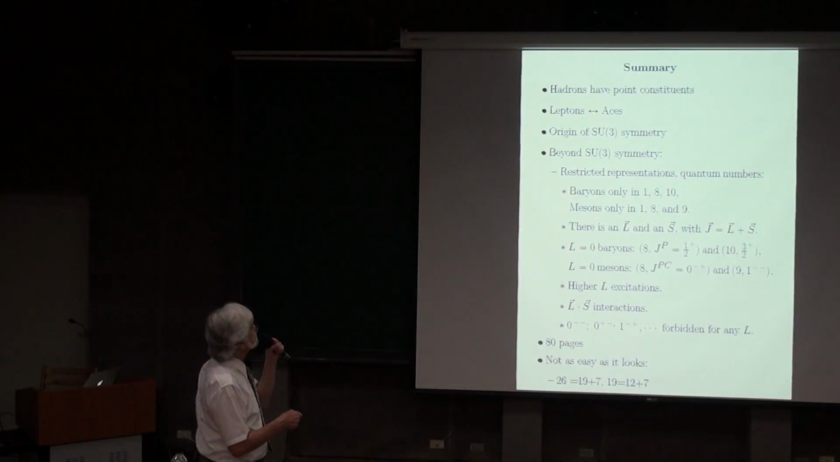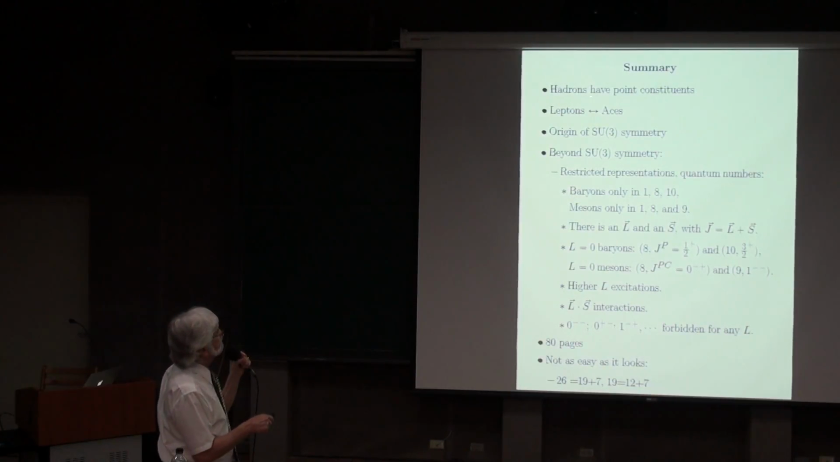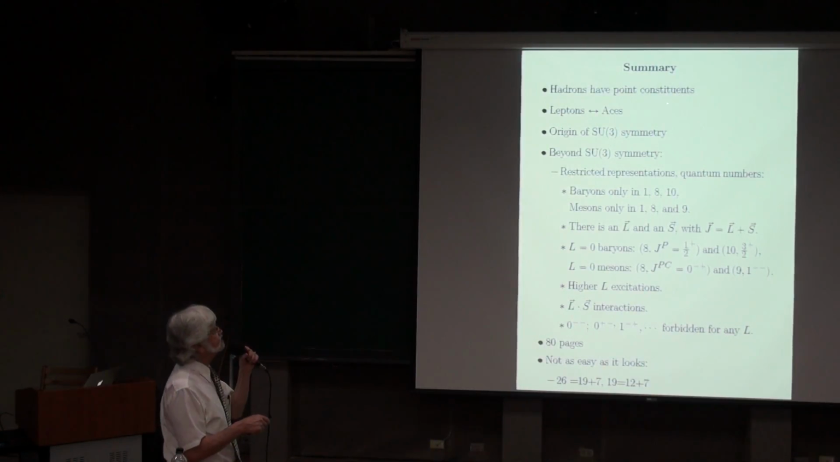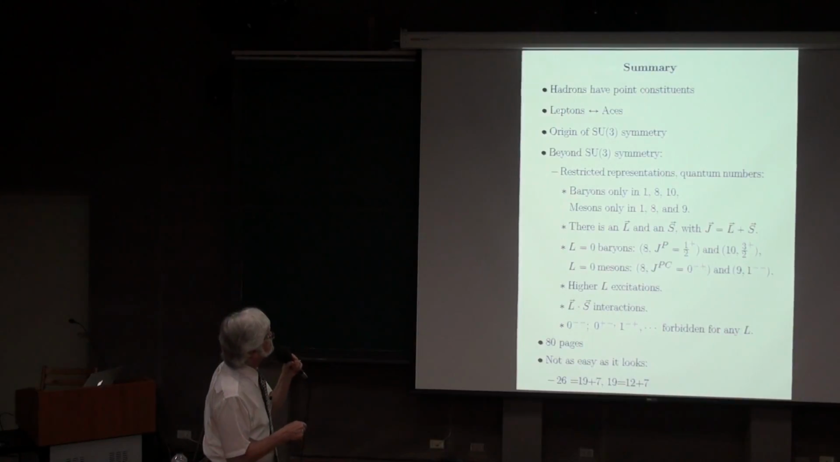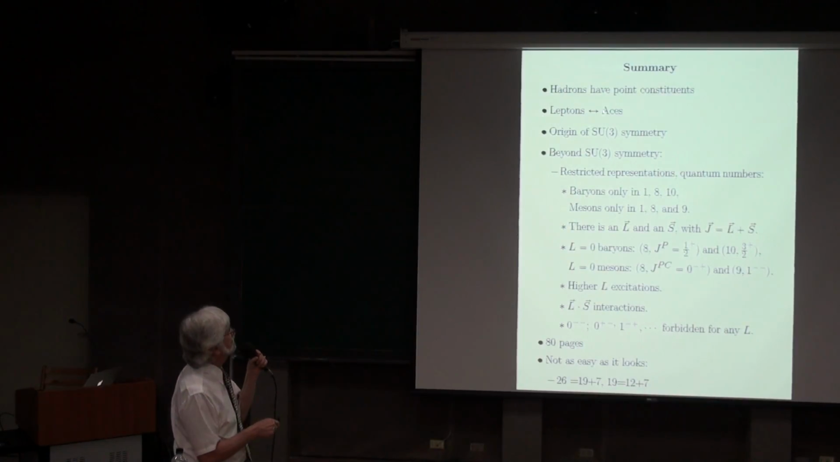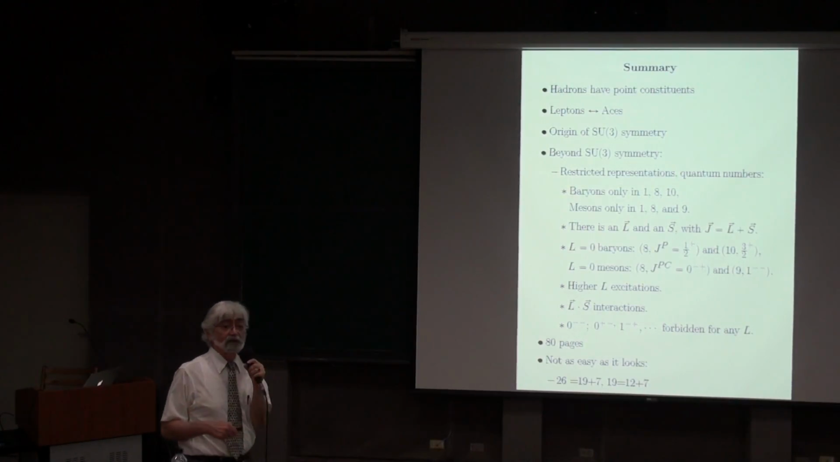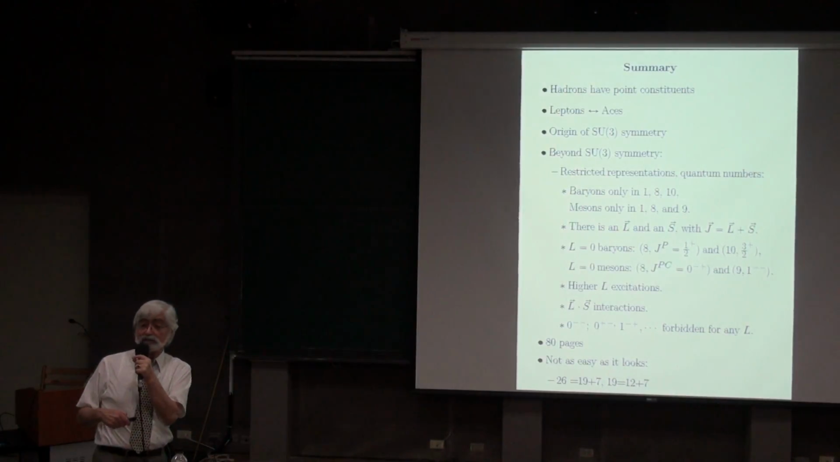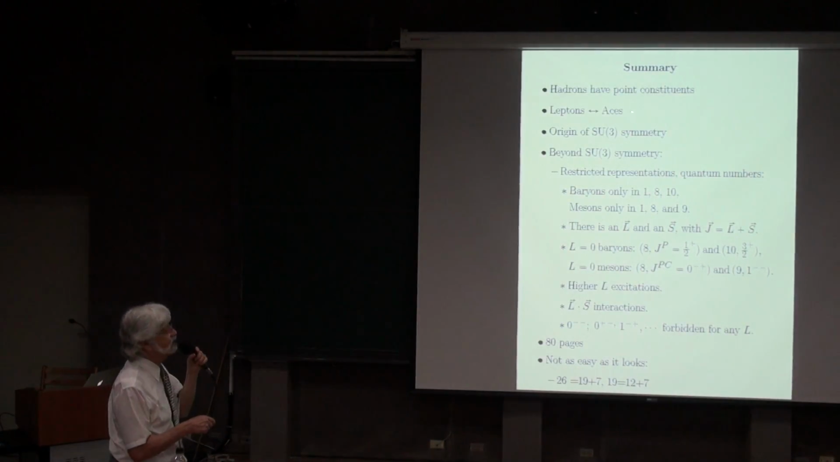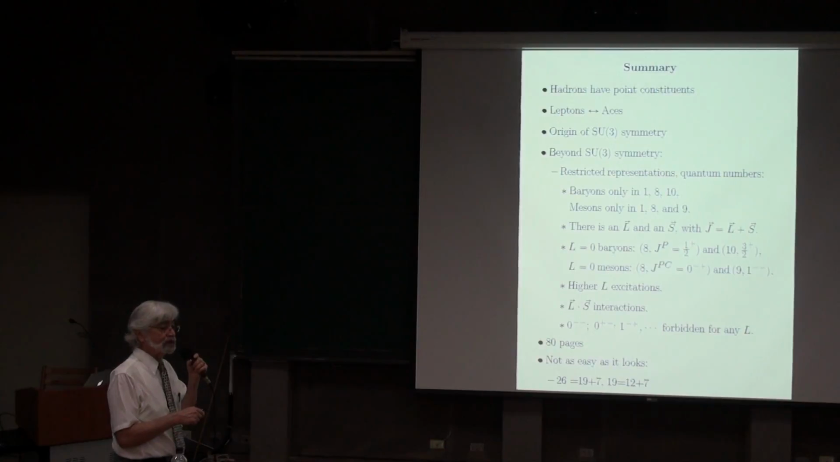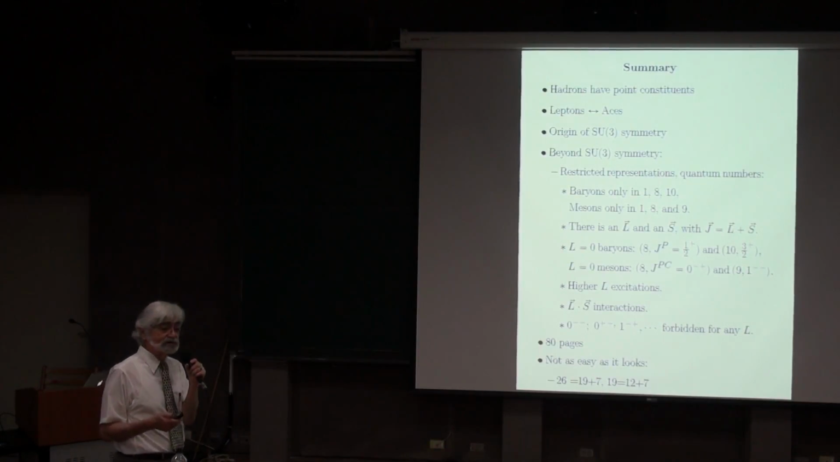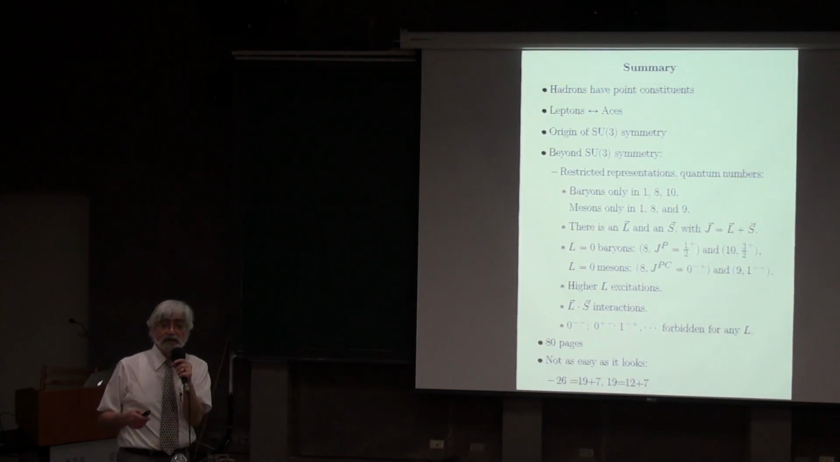Okay, so let me just quickly summarize. The hadrons are supposed to have point constituents. Well, what are the point constituents that we knew at the time? We knew there were leptons. Well, how many leptons were there? There were 4 leptons. So there ought to be 4 aces, and that was one of the reasons that I picked the word ace, because there are 4 aces in a deck of cards.